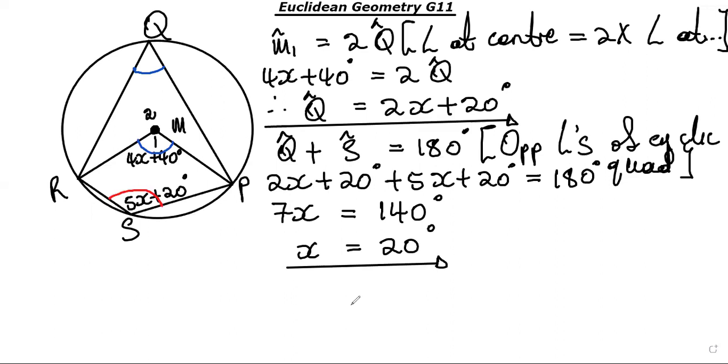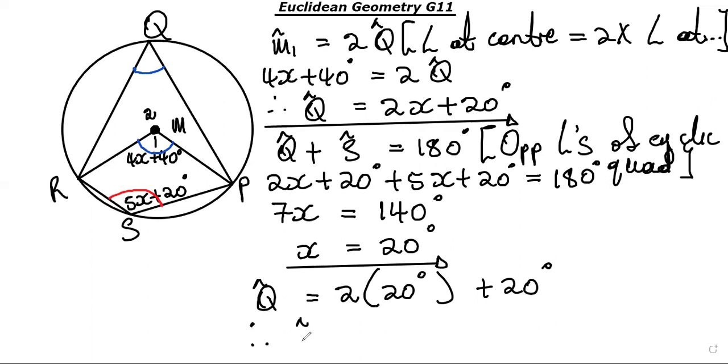Great stuff. So now that we know the value of x, we know that the size of angle Q is 2x plus 20 degrees. So 2 times 20 is 40 degrees, plus another 20 degrees, it's just going to be 60 degrees. So this is the size of angle Q, and your happiness here is complete.